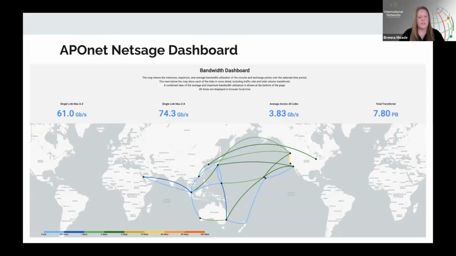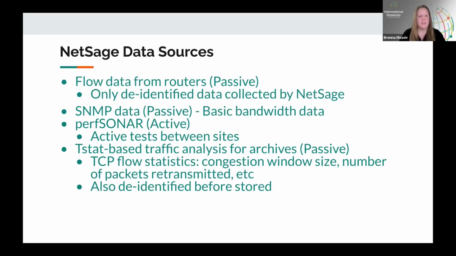As I said, this is NetSage. This is the APONET NetSage dashboard. Many of you are familiar with APONET. It's a coordination of a number of NRENs and network providers throughout the Asia Pacific area. And this is their NetSage dashboard. This is the last 7 days. You can see what those links are doing, how much data is over them, and how much data has been transferred over the APONET links. And so that's just a quick look at the APONET dashboard.